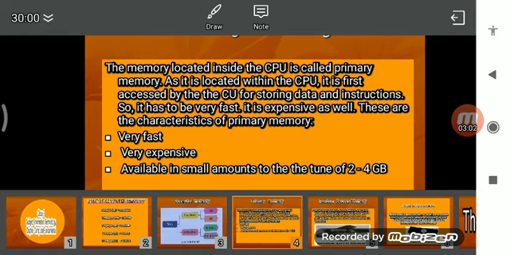Primary memory is very fast. It is expensive as well. These are the characteristics of primary memory: very fast, very expensive, and available in small amounts, to the tune of 2 to 4 GB.